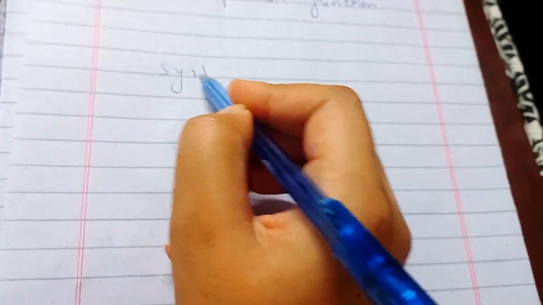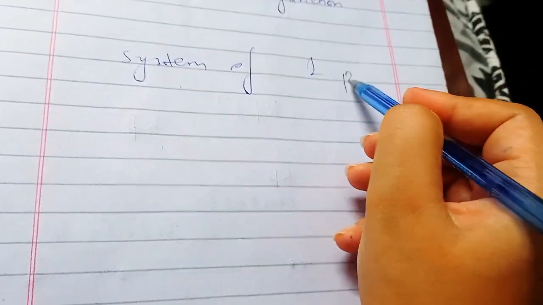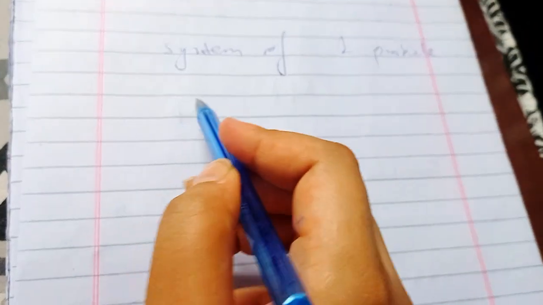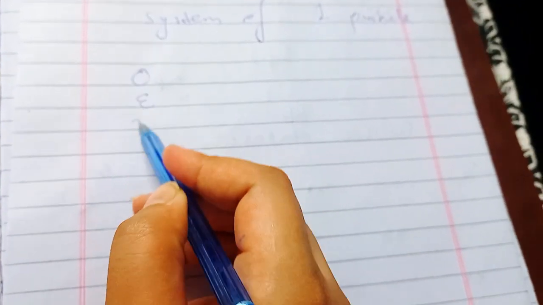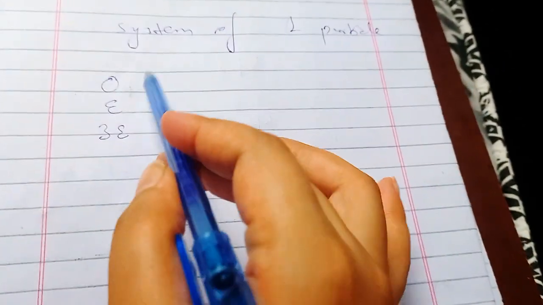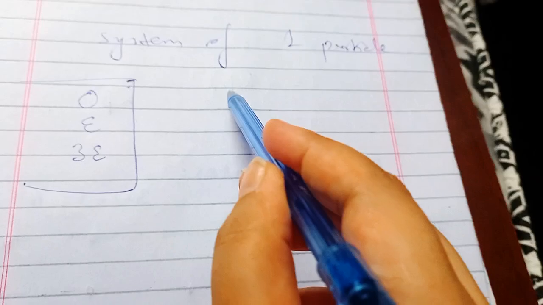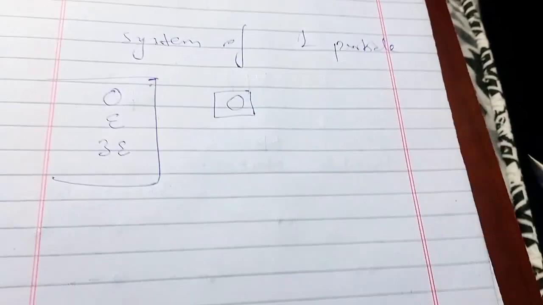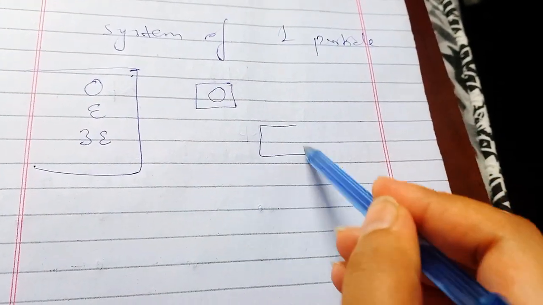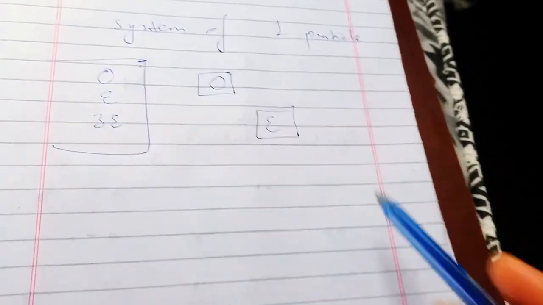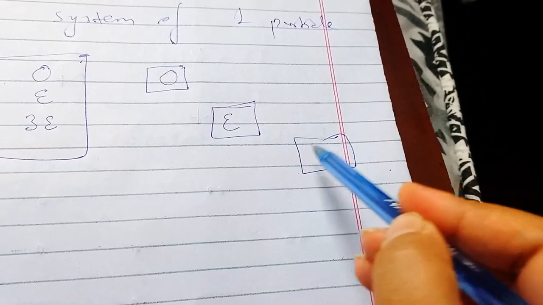That understanding is crucial. Okay, so what happens when we have a system of one particle? What would happen if we had a system of one particle? For example, we had energy levels 0, E and 3E here, and what possible states could this particle have in this system? One possible state is that it could be at 0 energy. Another possible state is that it is at E energy, and another possible state is that it is at 3E energy.